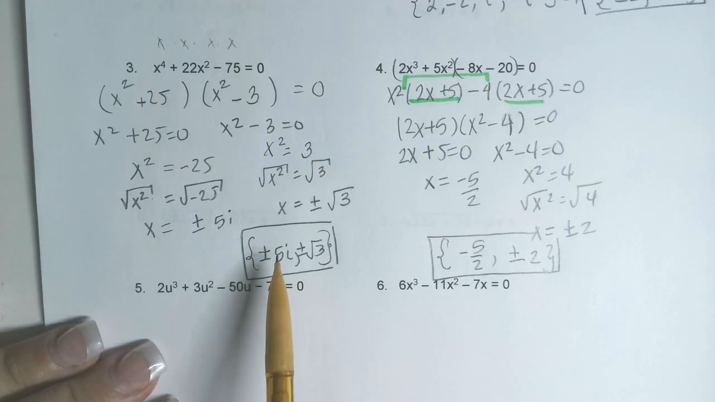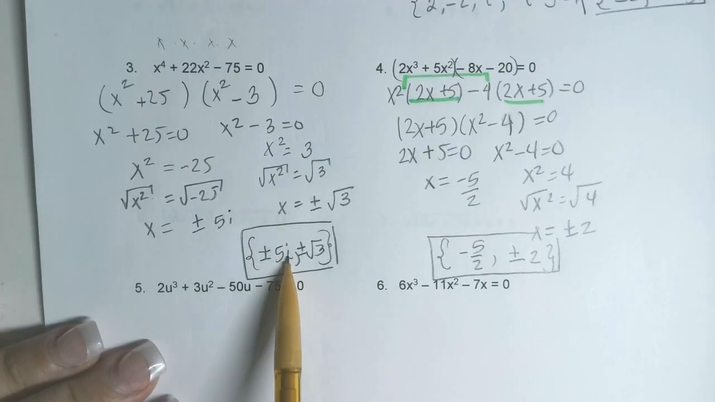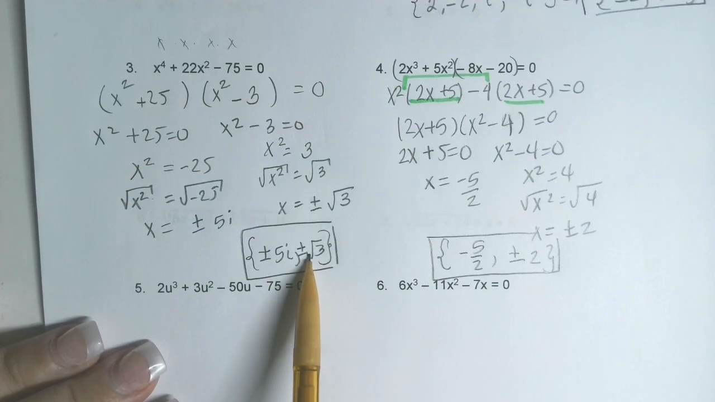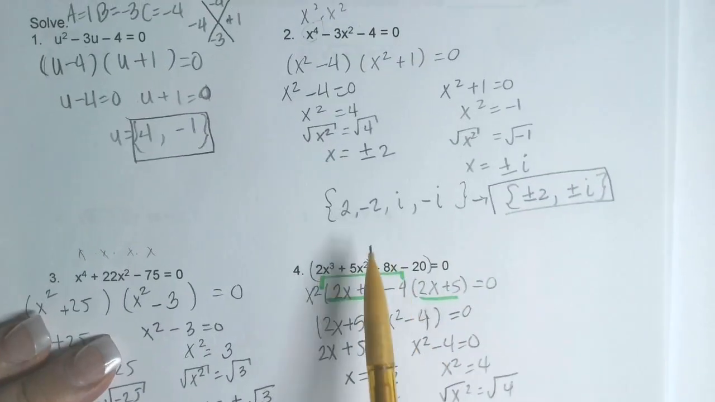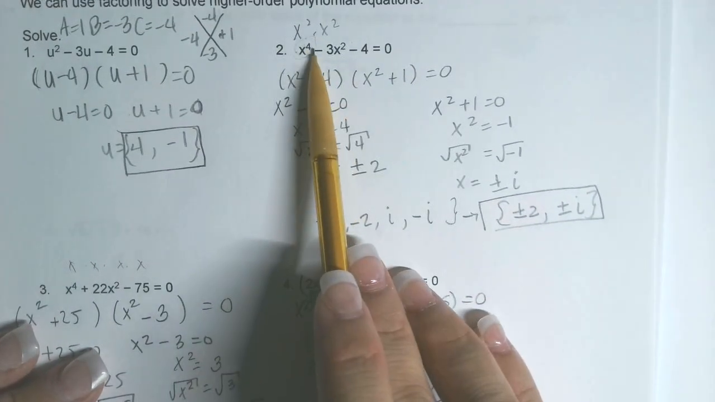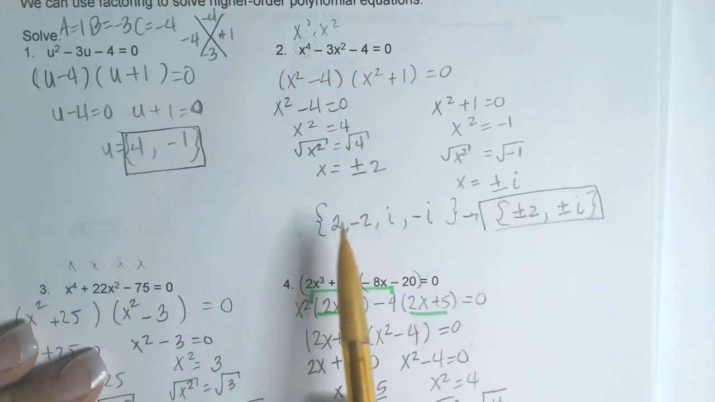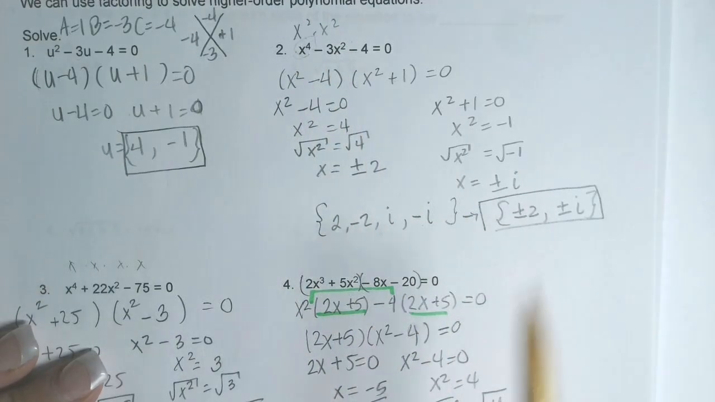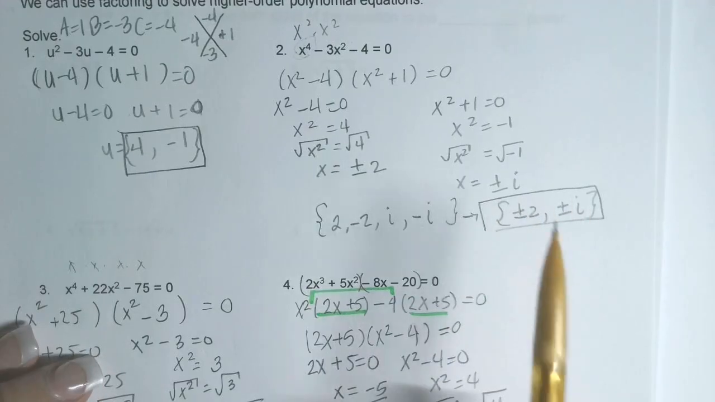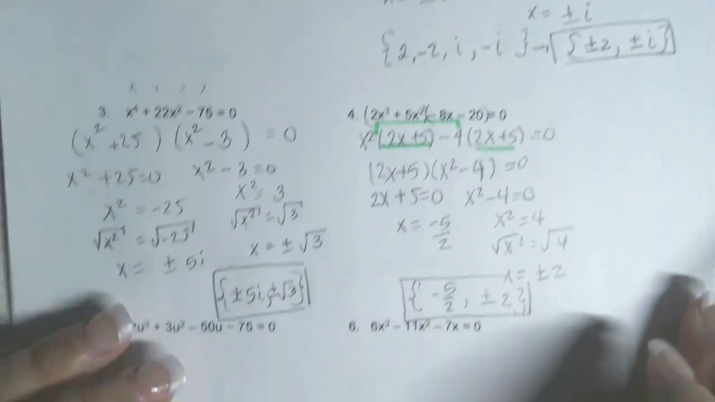I had positive 5i, negative 5i, positive square root of 3, negative square root of 3. So expanded, it would be 4 different numbers, the way we did up here. So that's x to the fourth. That means x equals 2, x equals negative 2, x equals i, x equals negative i. But we show you the condensed version for the solutions.